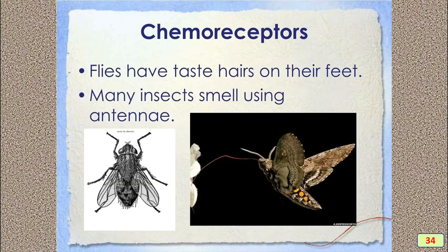And the flies have taste hairs, for example, on their feet. So this is the type of the feet. And many insects smell using the antennae. They have got the long antennae, and that is the one which makes the animal taste the food.